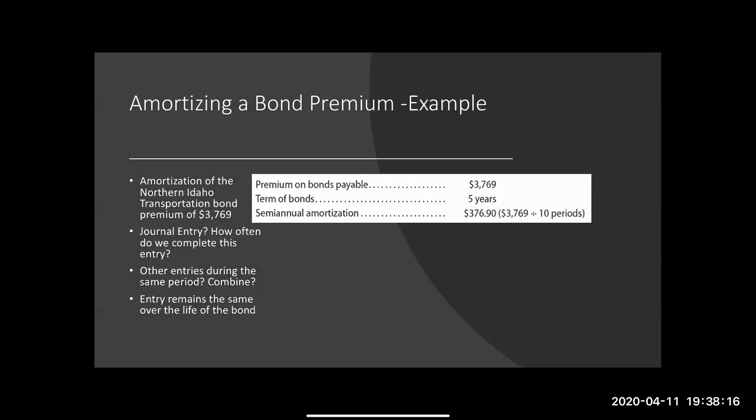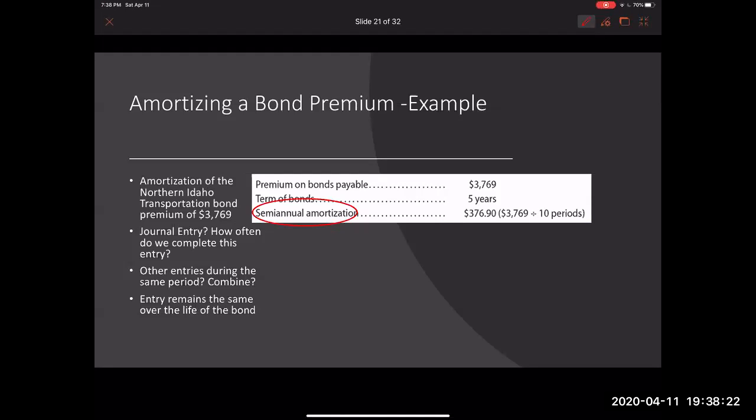All right, so let's try to capture this in this particular example. As we did with the last one, we're going to take the full amount of our bond premium, which is the $3,769, and we're going to divide it by the number of periods. Remember, we're amortizing this particular bond semi-annually. So the way we came up with the number of periods, right, is by doing the term of the bond, which is 5 years, and we're going to amortize it twice a year, 2 periods a year, and the total equals 10 periods.